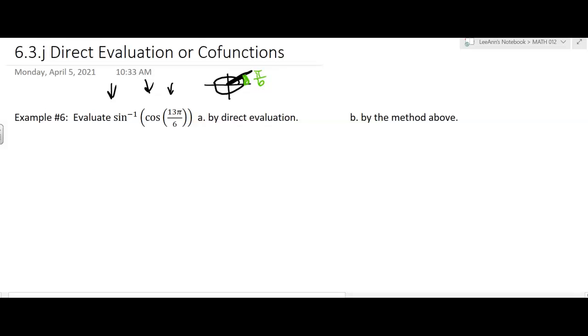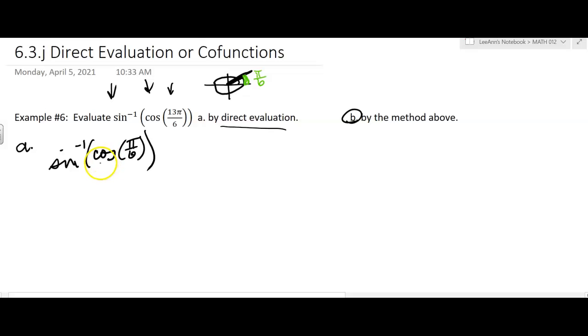So I'm going to rewrite this then, sine inverse of cosine pi over 6. Now, they ask us to do this two ways. They ask us to do it by direct evaluation. That's what I'm going to do right here, and that's my preferred way of doing it. But then they say, well, you can also use what we were talking about before with the cofunctions, and we'll show you that way as well.